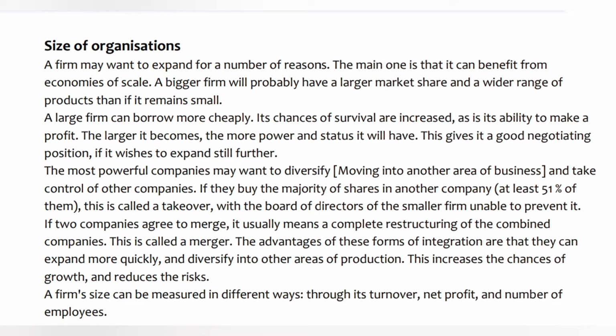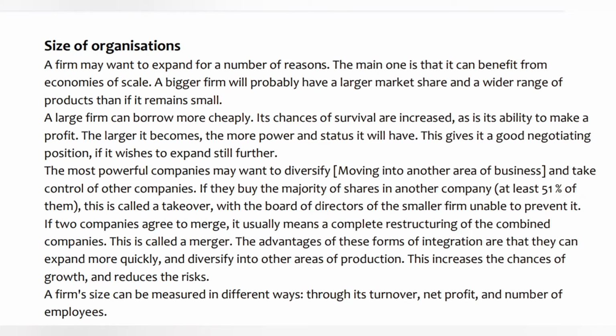Size of organizations. A firm may want to expand for a number of reasons. The main one is that it can benefit from economies of scale. A bigger firm will probably have a larger market share and a wider range of products than if it remains small. A large firm can borrow more cheaply. Its chances of survival are increased, as is its ability to make a profit.